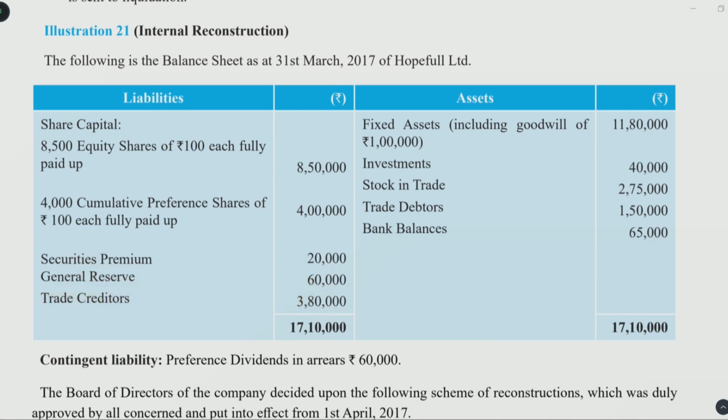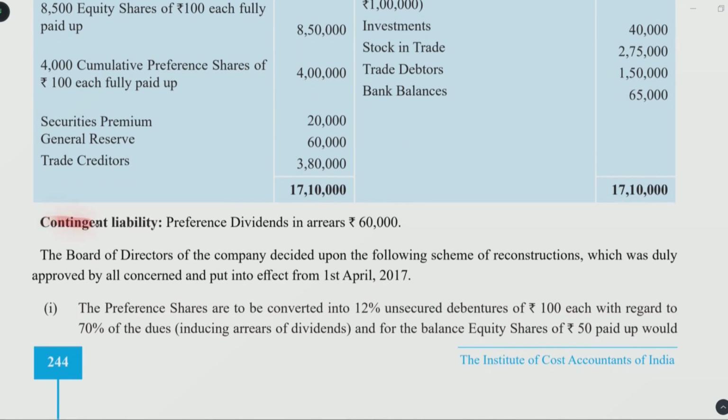Trade creditors 3,80,000. Then you have fixed assets including goodwill of 1 lakh. The total fixed asset value is 11,80,000. Investments 40,000. Stock in trade 2,75,000. Trade debtors 1,50,000. Bank balance 65,000. Now contingent liability, preference dividend in arrears, rupees 60,000. The board of directors of the company decided upon the following scheme of reconstruction, which was duly approved by all the concerned and put into effect from 1st April 2017.